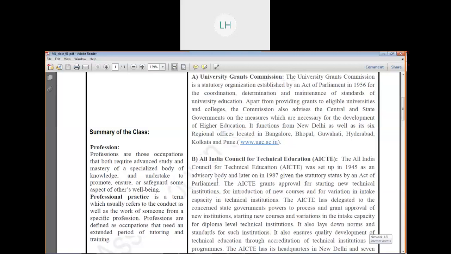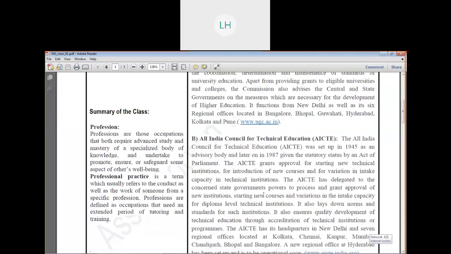Initially it was an advisory body for the government. After 1987, statutory status was given to it by an Act of Parliament. So let's discuss its objectives. AICTE grants approval for starting a new technical institution, for the introduction of new courses, and for variation in intake capacity in technical institutions.